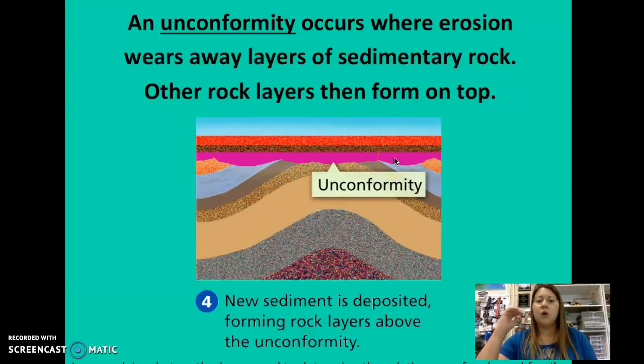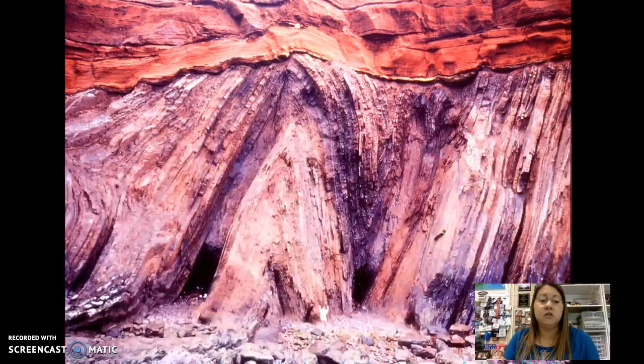So you have really old material that's been eroded that has new material get deposited on top of it. So really old material comes in contact with really newly formed material. And here's an example of an unconformity, just so you can kind of see what that may look like in real life. And just to give you some idea of scale, there's a person standing right here.